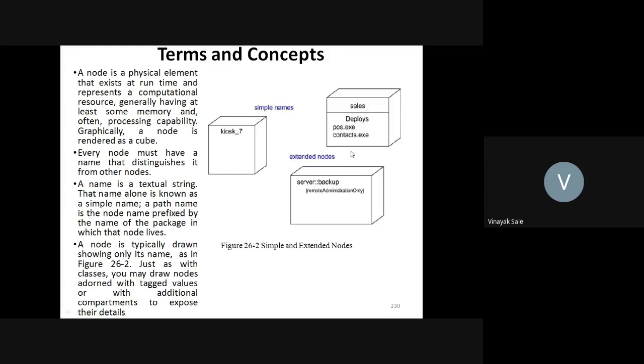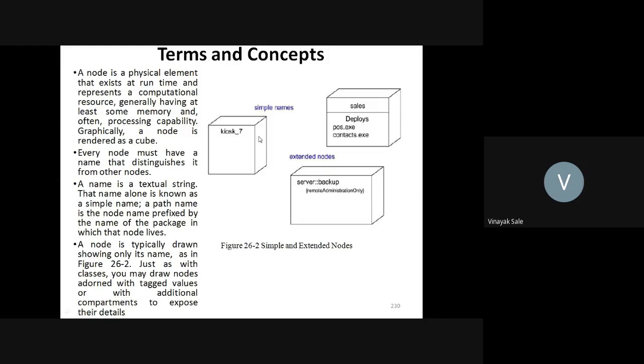So what are the terms and conditions regarding these nodes or deployment systems? A node is a physical element that exists at runtime and represents a computational resource, generally having at least some memory and often processing capability. Graphically, a node is rendered as a cube. Every node must have a name that distinguishes it from other nodes. A name is a textual string.